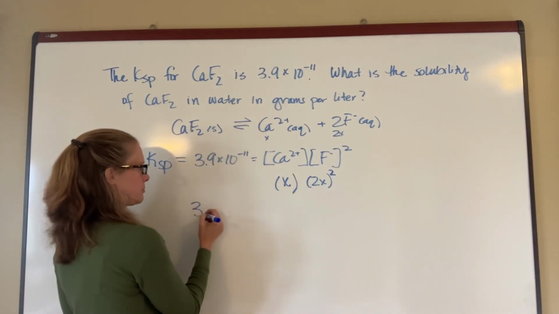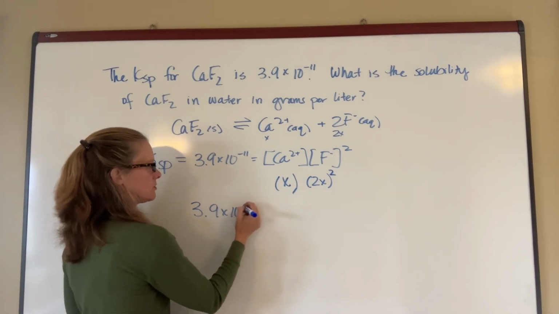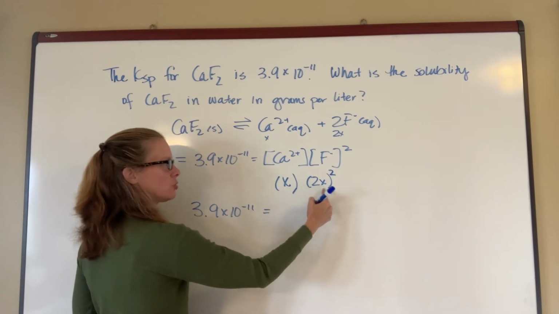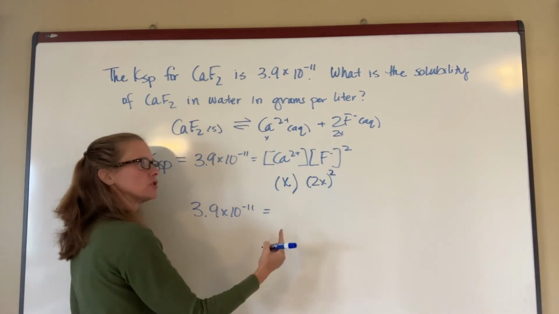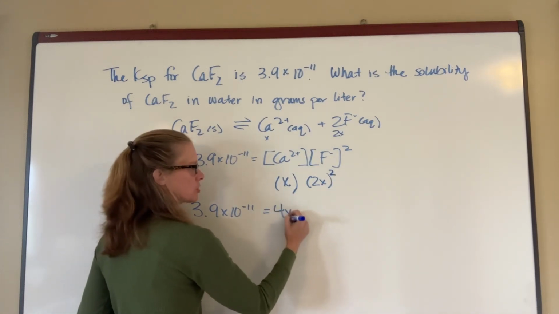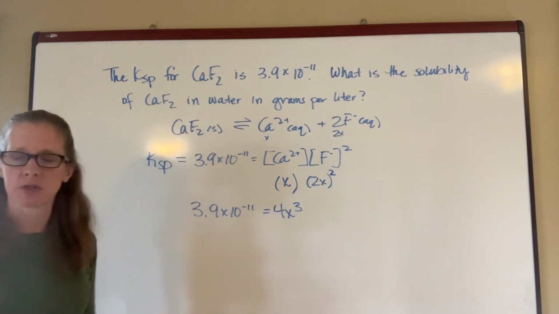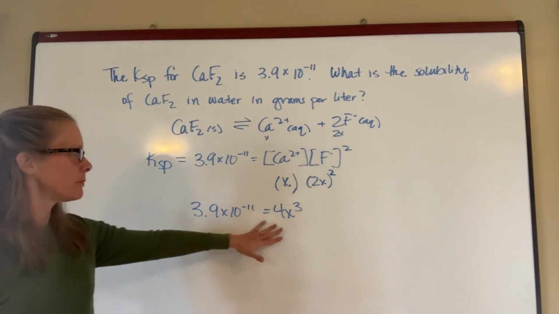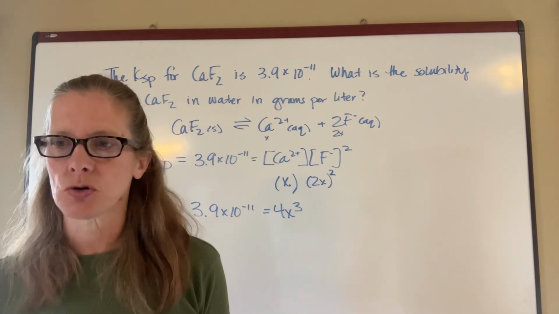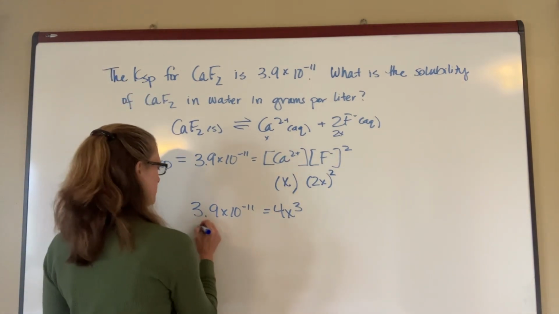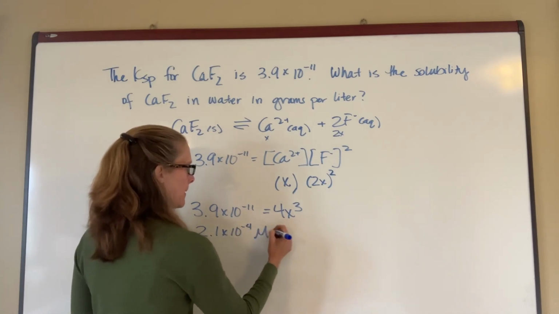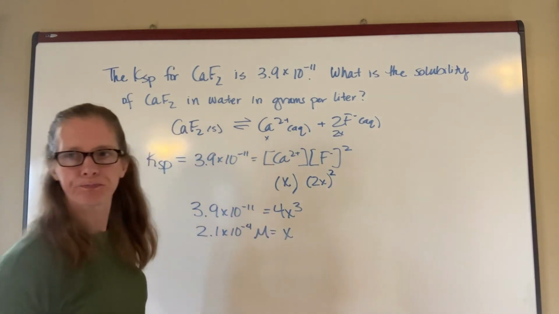So this is going to be 3.9 times 10 to the minus 11th equals, when I work this out, 2X, the whole quantity squared, which is 4X squared times X, which is going to give me 4X cubed. Okay, so you're going to divide both sides by 4. You're going to take the cube root. You're probably really good at that by now, using your calculator to do that. So that's going to give me 2.1 times 10 to the minus 4th molarity for X.